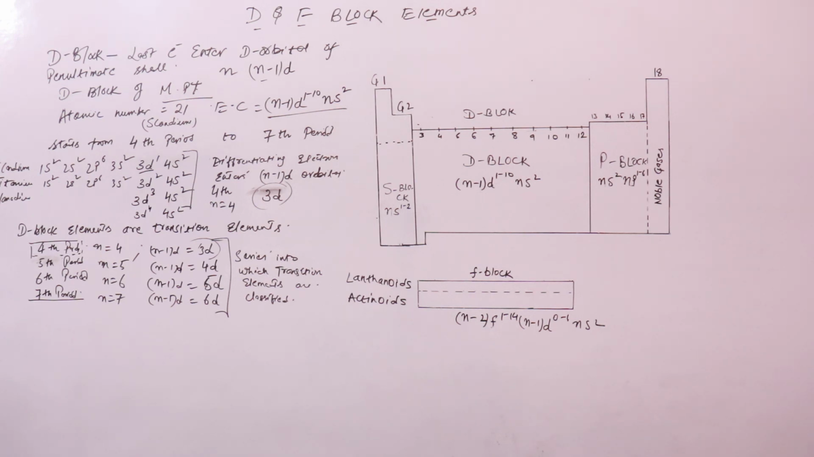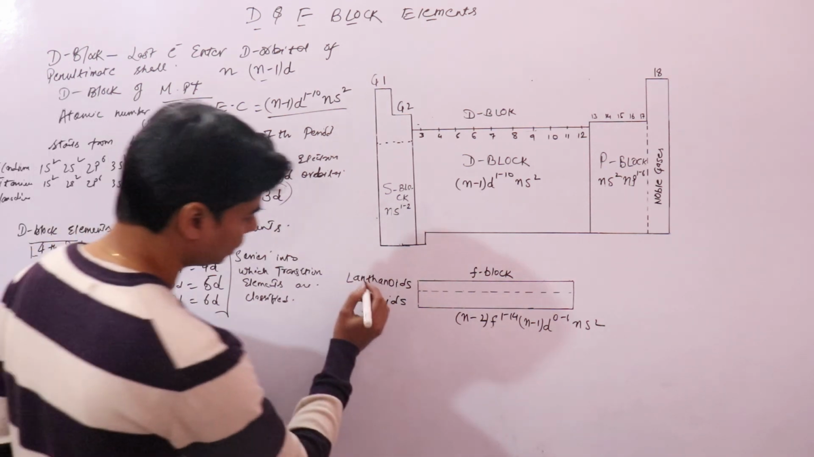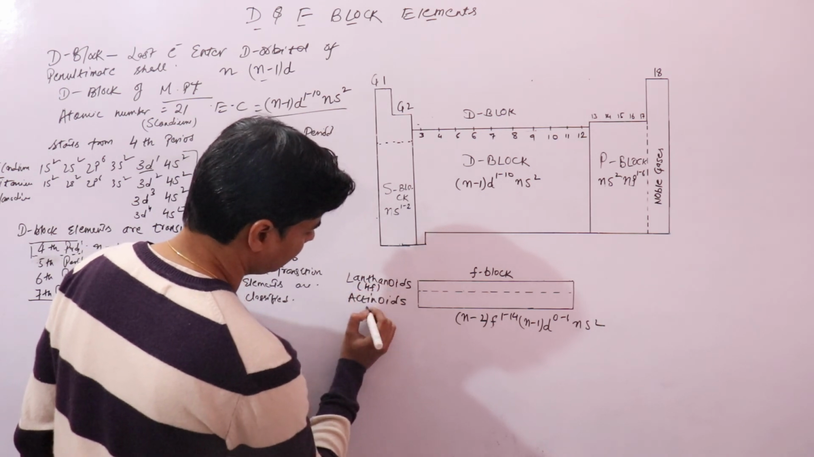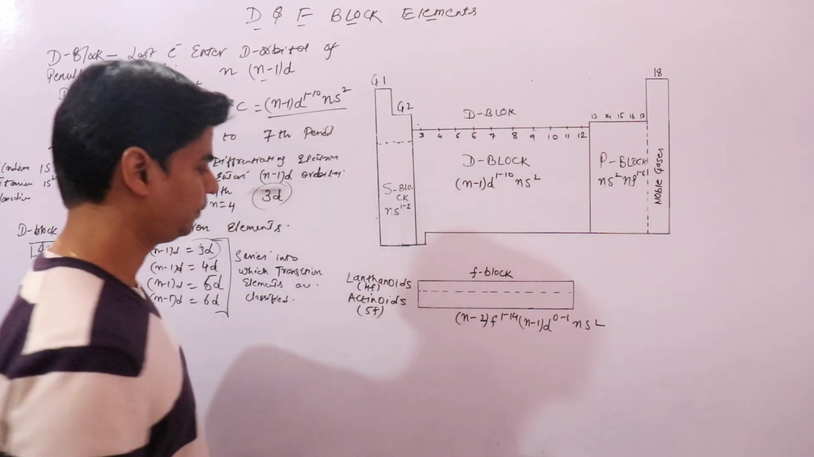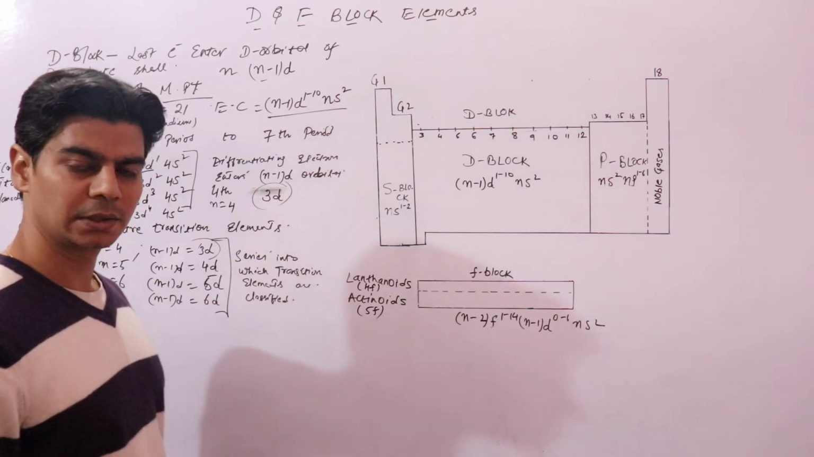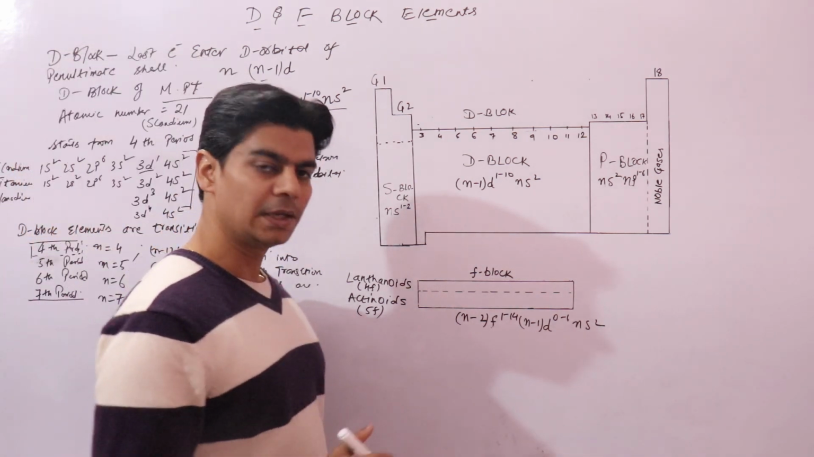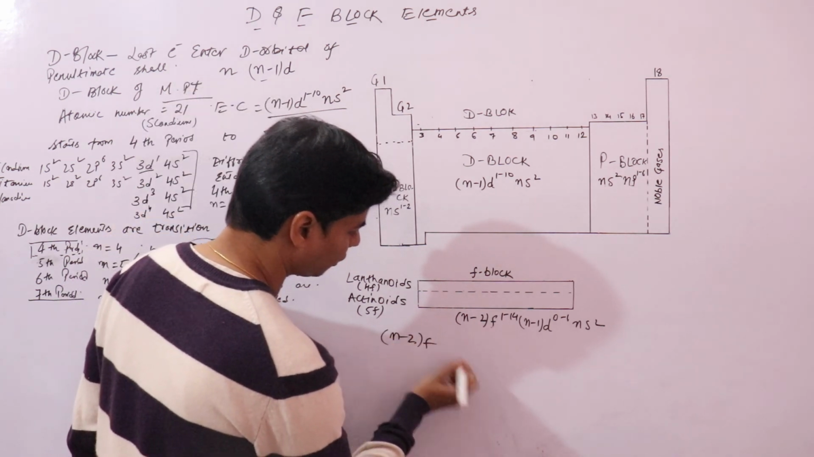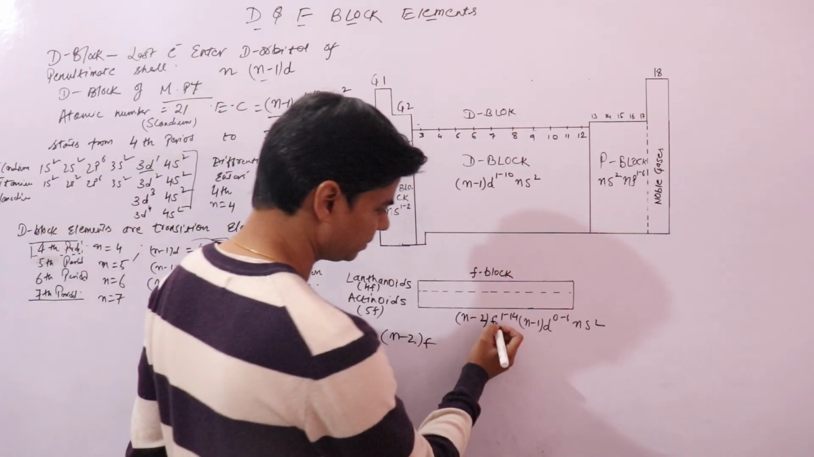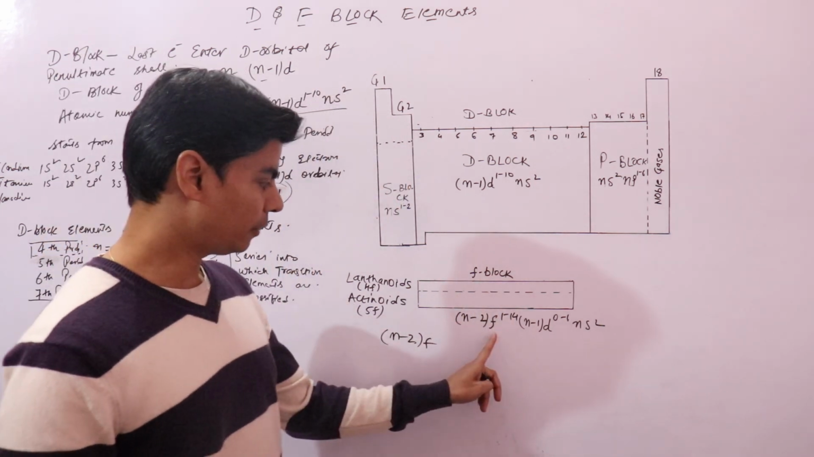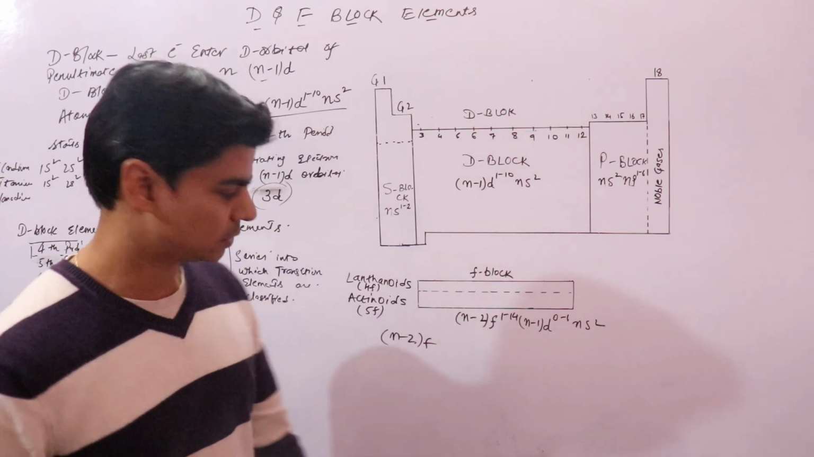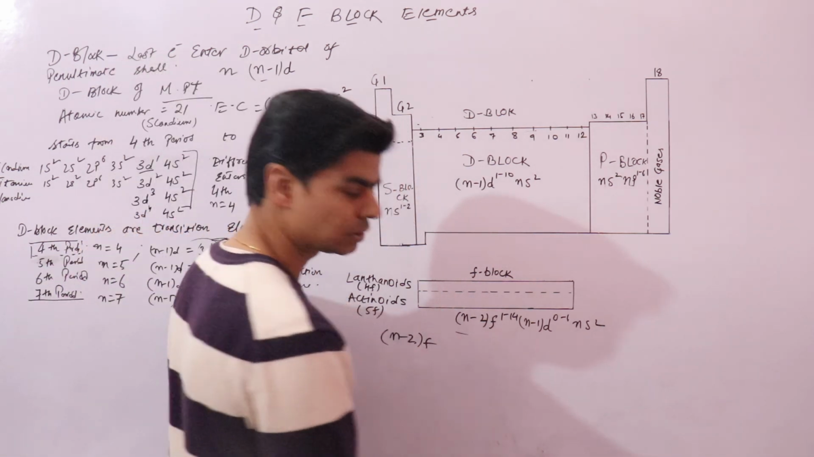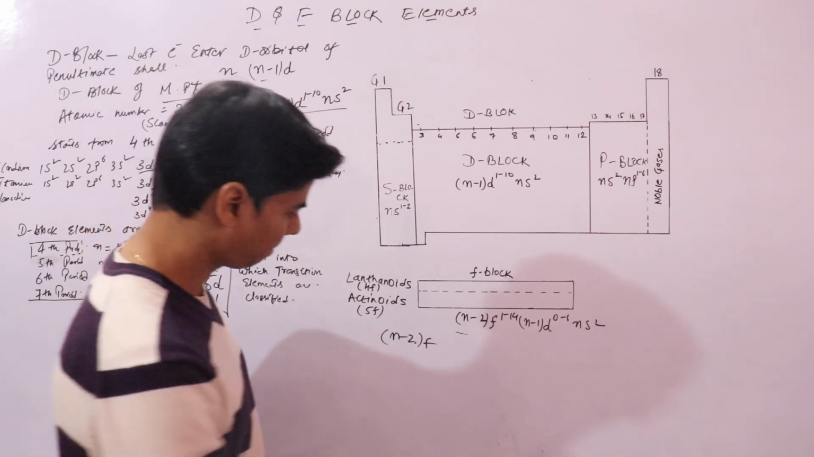The important thing to remember here is that these are your 4f and 5f series. The lanthanoids come under the 4f series and the actinoids come under the 5f series. In lanthanoids and actinoids, your last electron will go to the n-2 f orbitals. F orbitals can have a maximum of 14 electrons, so the f orbital will contain 1 to 14 electrons. So this would be the general electronic configuration of F block elements.